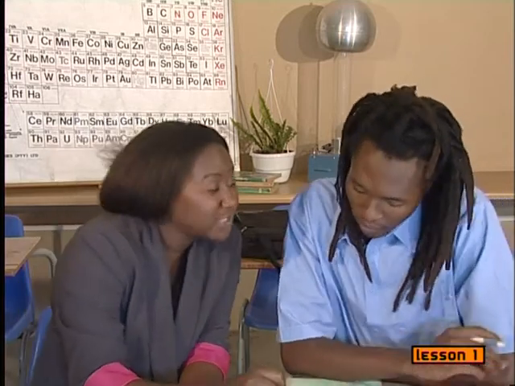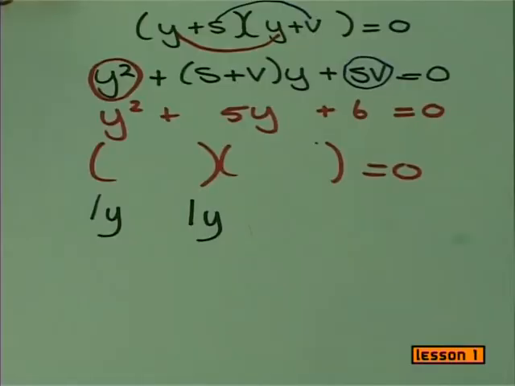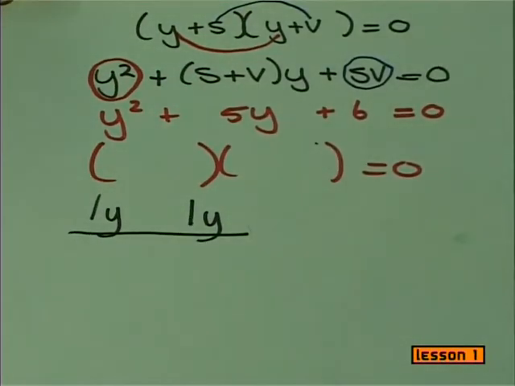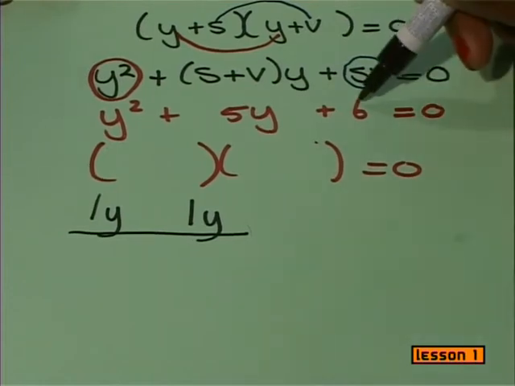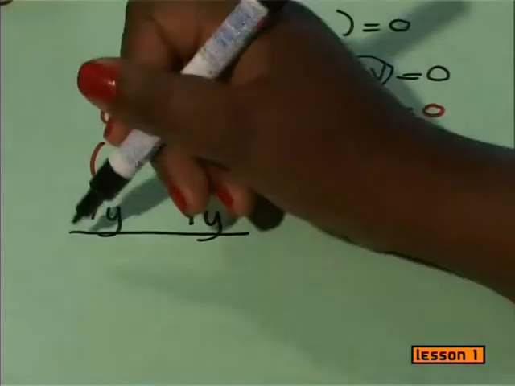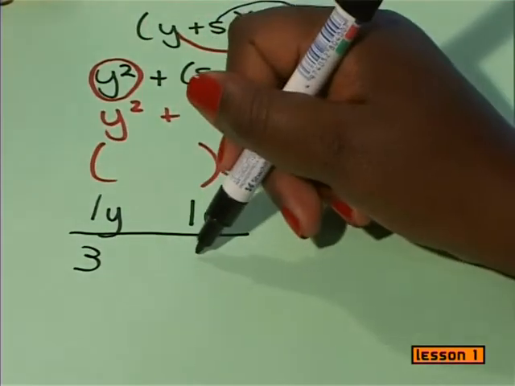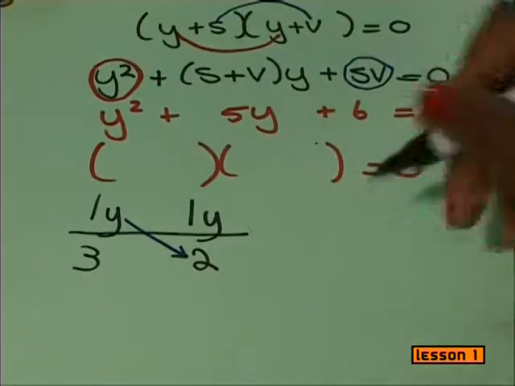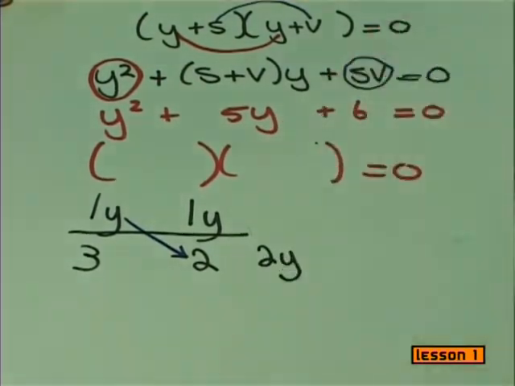Now, let's go back to the examples we've been working with. In this equation, the first term is 1y squared. So its factors are 1y and 1y. The last term is 6, and the factors are 3 and 2. If we then cross multiply, it will give us like terms that make up the middle term.